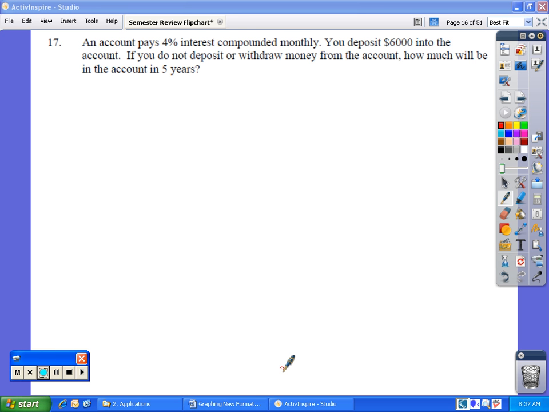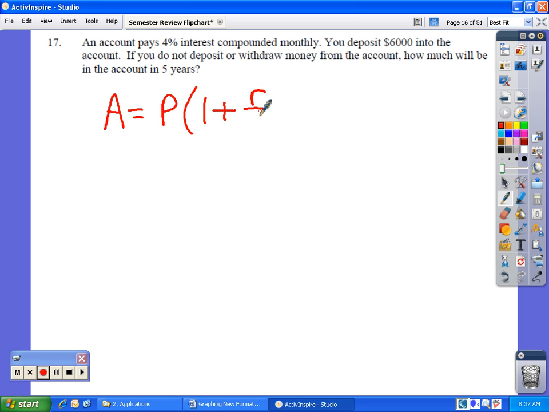The equation that you can use to solve this is on the front of your packet, and it says A equals P times (1 plus R over N), all raised to the NT. This is the type of formula that you use when you see the words compounded something, either if it's compounded monthly, yearly, annually, semi-annually, daily. When you see the words compounded, this is the equation that you should be using.